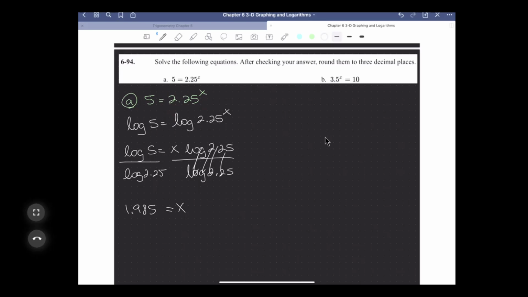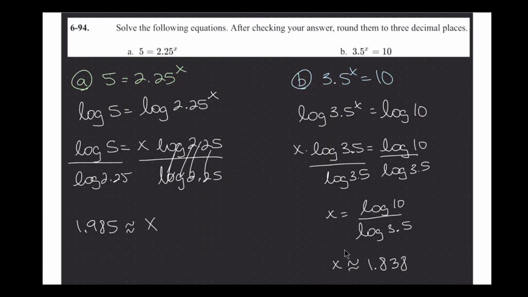All right. How about you guys try B for me? So B was 3.5x equals 10. All right, I got 2 more for you.